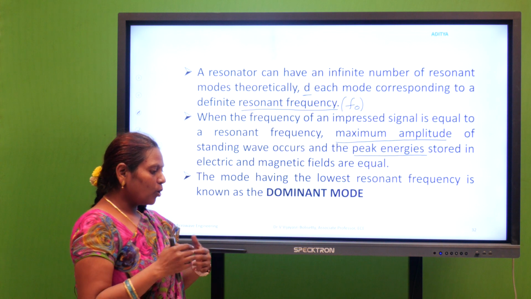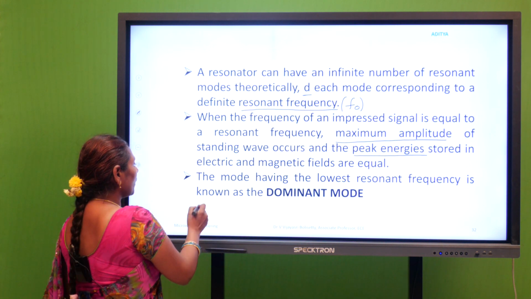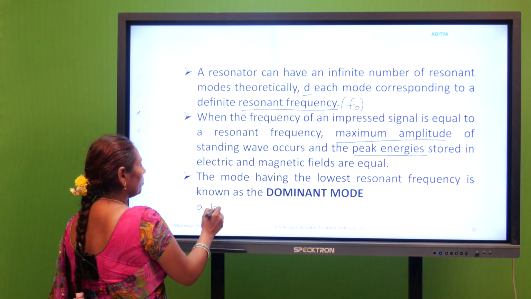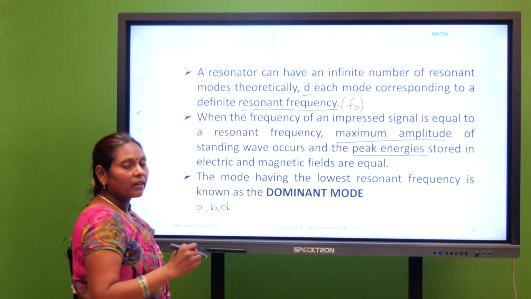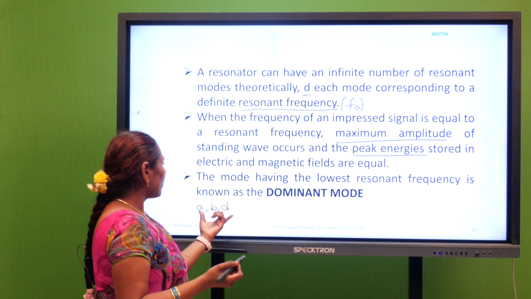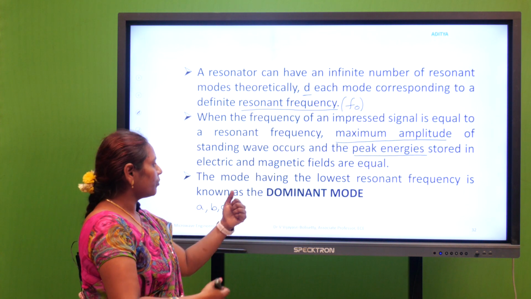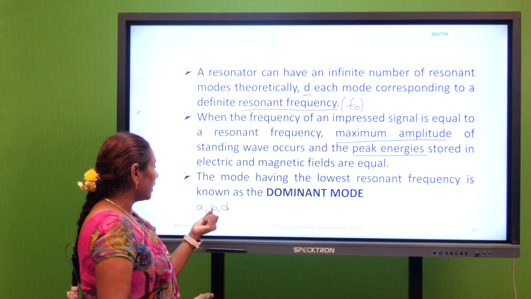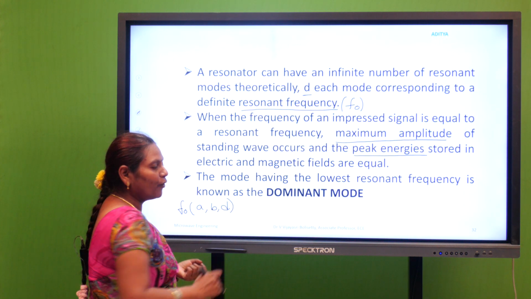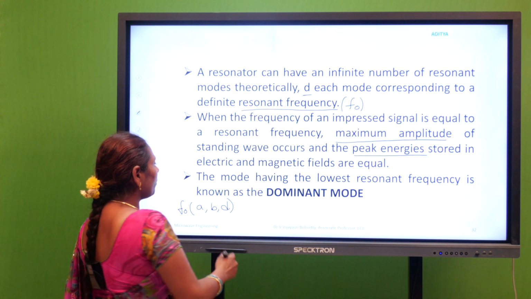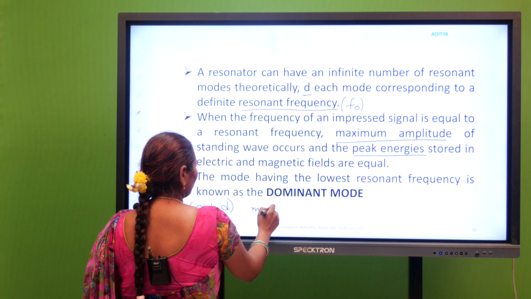That means the modes depend on the dimensions. Suppose you take a rectangular waveguide, it has dimensions a, b. A rectangular cavity resonator has dimensions a, b, d. Following these dimensions, in the coming part of the session, we are going to find the resonant frequency, which is a function of a, b, d, and it also depends on the mode of propagation, that is m, n, p.